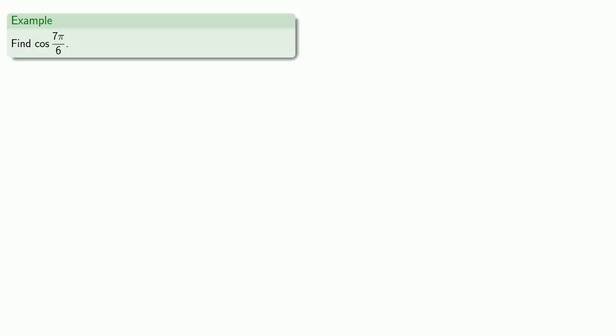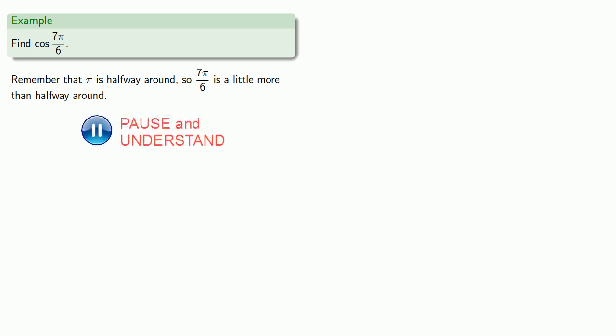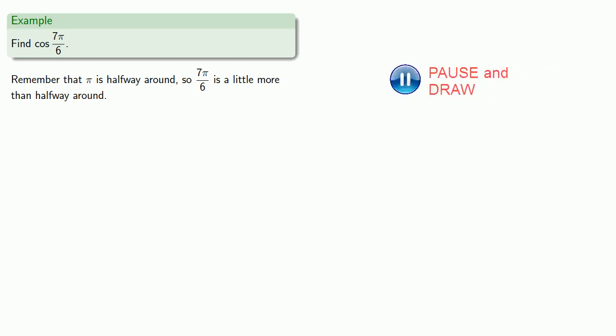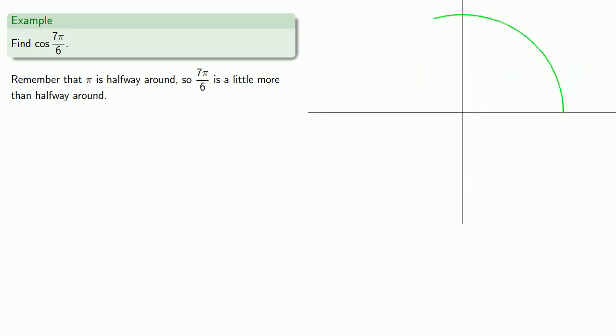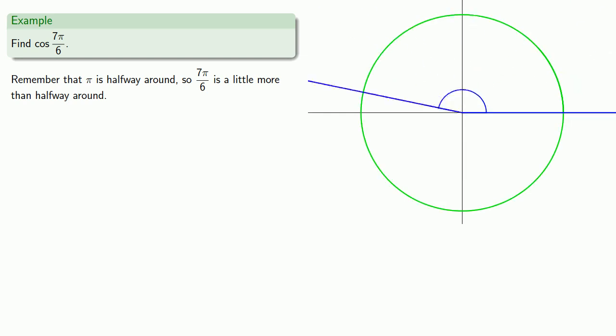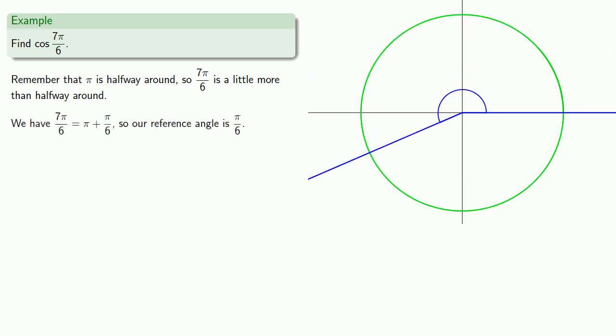What about the cosine of 7 pi over 6? So remember that pi is halfway around, so 7 pi over 6 is a little bit more than halfway around. We'll draw a picture. We'll do a little bit of arithmetic, and note that we have 7 pi over 6 is pi plus pi over 6, so our reference angle, this bit, is pi over 6.